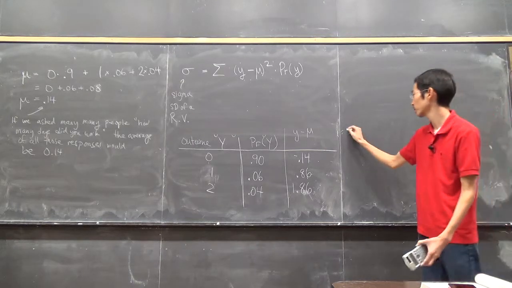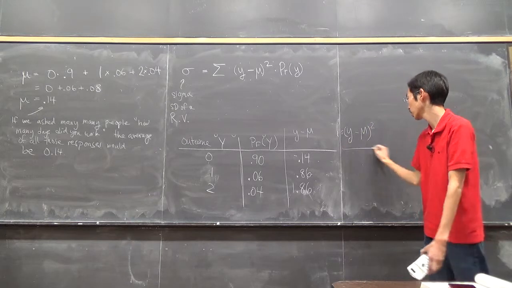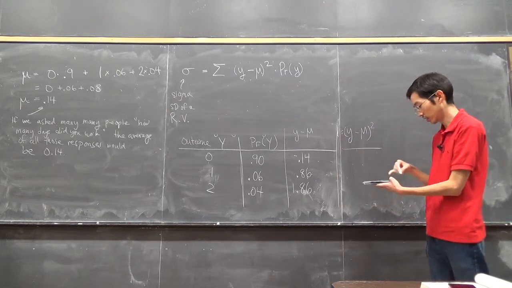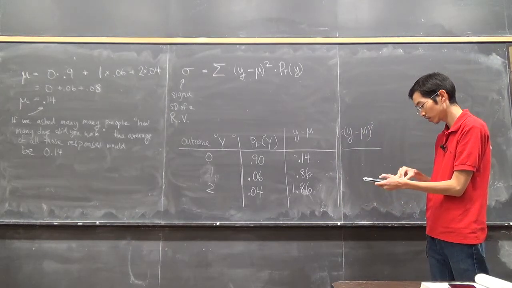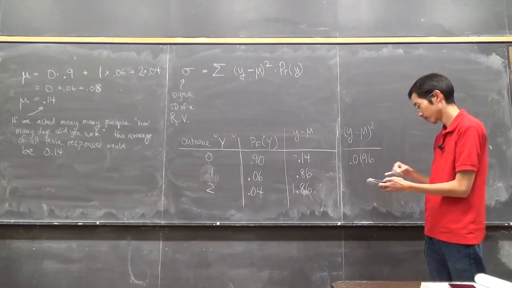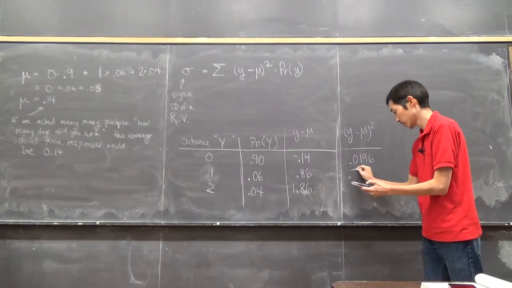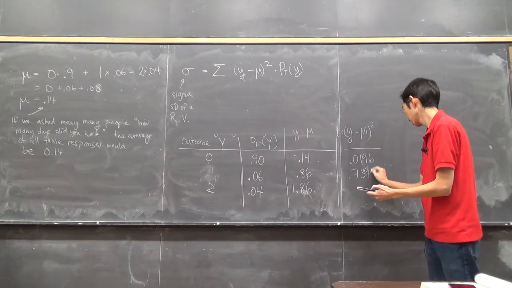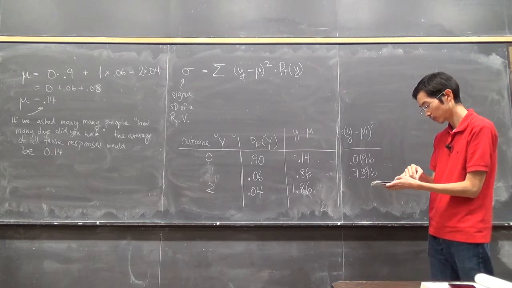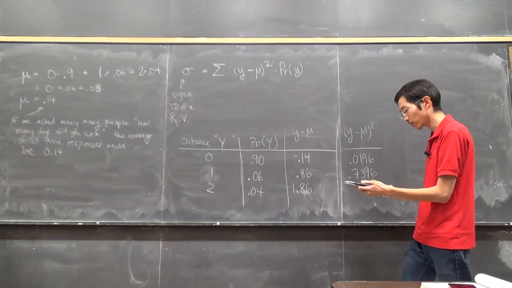Everyone still good? And so if I do y minus mu squared, I don't know what this is, 0.0196, 0.86 squared is 0.7396, and 1.86 squared is 3.4596.